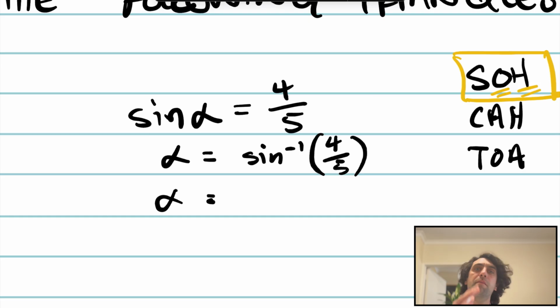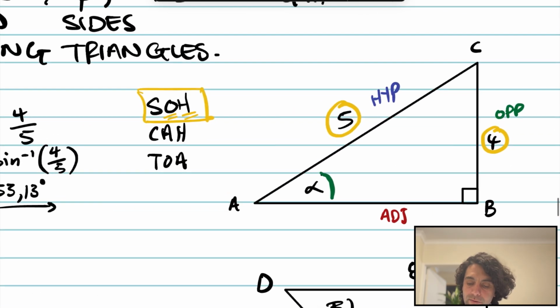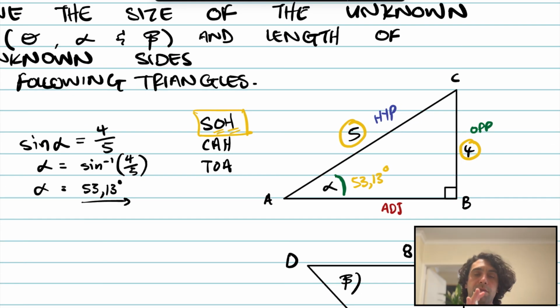Nonetheless, I am going to pop this in my calculator now. Sine⁻¹: I press shift, then sine, and then in my brackets I put 4 over 5 and close my brackets. And what we find is alpha is equal to 53,13 degrees. I'm just going to round it to 2 decimal places. So I know what my alpha is now. Alpha is 53,13 degrees.